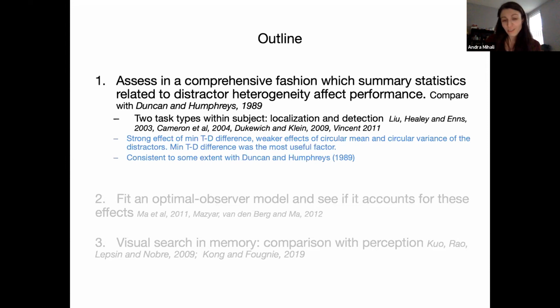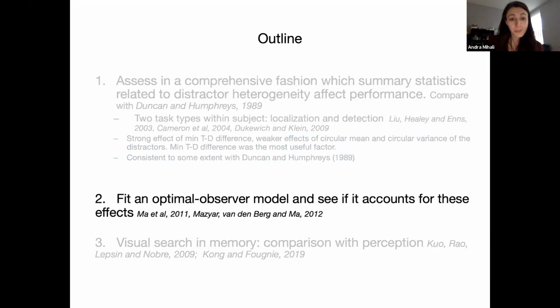So this is consistent to some extent with Duncan and Humphreys, but not entirely, and there are some caveats. Okay, so for part two, we want to fit an optimal observer model and see if it accounts for these effects, according to the detailed summary statistics that we defined, more so than previous studies.